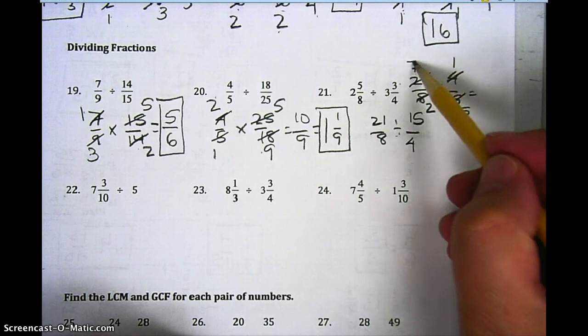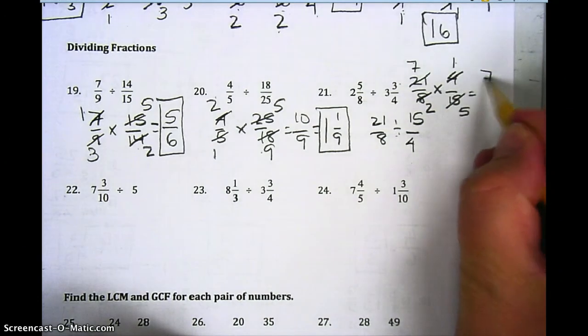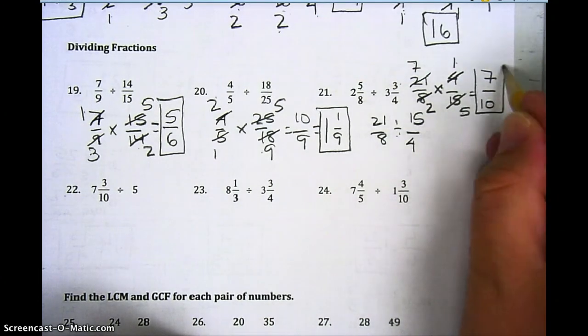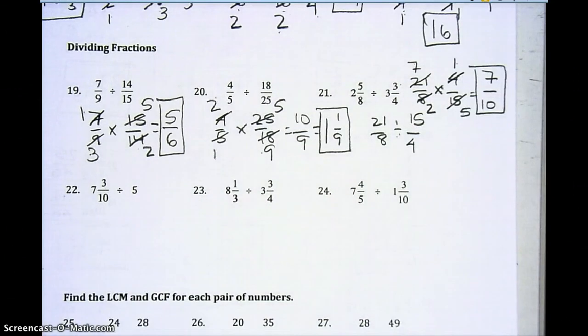And I have 7 times 1, which is 7, and 2 times 5, which is 10. So that's going to become 7/10. Now you're going to try a couple on your own, so you're going to pause the recording and see if you can do them.